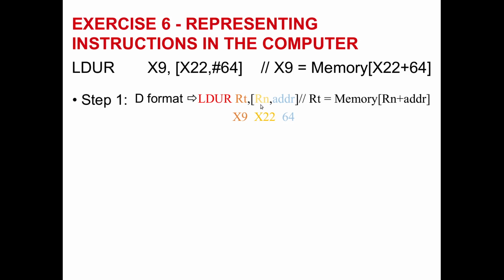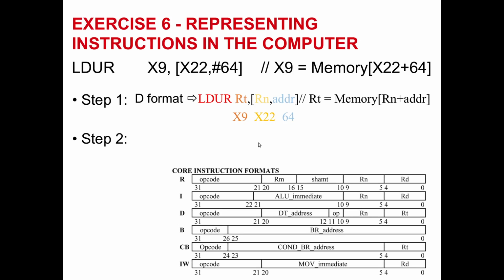RN is the register that keeps the base address in memory, and we make a comparison between this format and this instruction. We know that RT is X9, so RT is X9. RN is X22, so 22 is here, and the offset address is 64, and so 64 is here. So now we know that RT here, RN here, and address here.